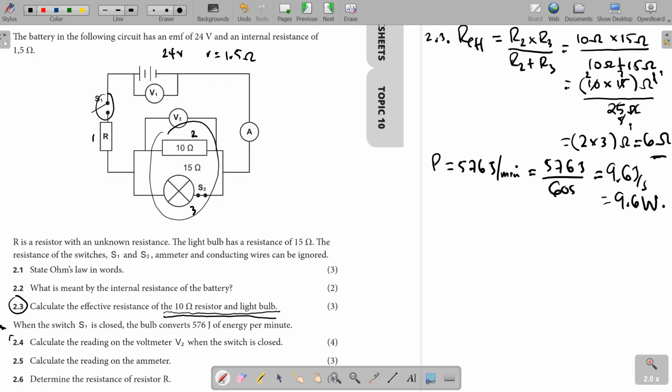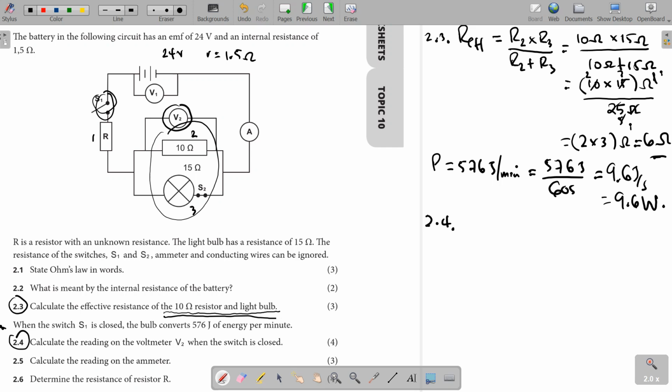And then 2.4, they're telling us to calculate the reading of voltmeter 2 when the switch is closed. Okay, so V2 here, there's a voltmeter here. So they want us to find out what the reading of that voltmeter will be when the switch S1 is closed. Okay, so that means current begins to flow. What will be the reading of that voltmeter?